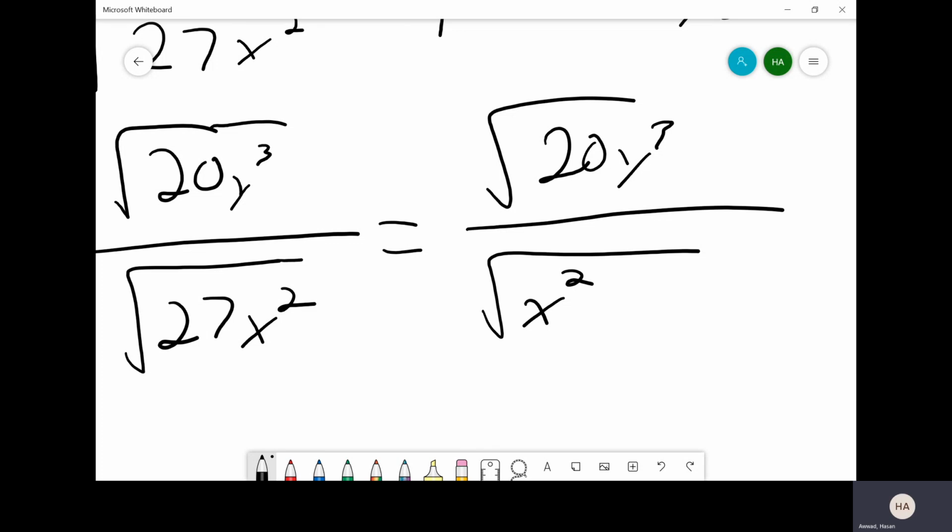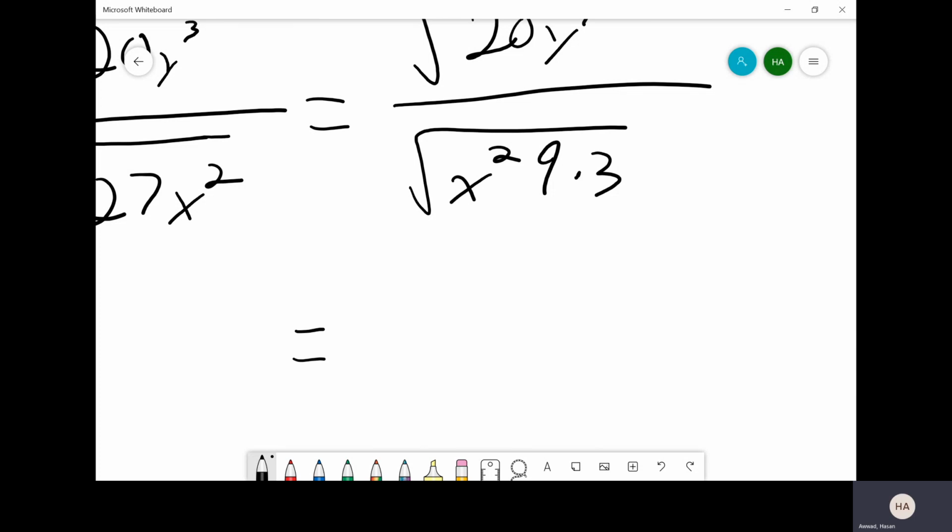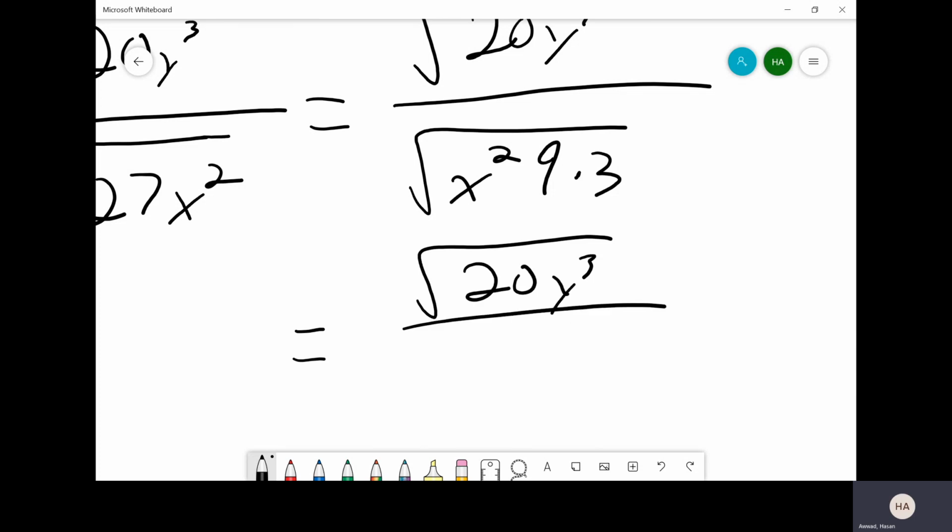So we think, okay, well, what are factors of 27? And we come up with, oh, 3 and 9, right? And that's perfect because 9 is a perfect square. So we say, okay, so we have x squared times 9 times 3, right? And just for simplicity's sake, I'm just going to bring everything down. So we have square root of 20y cubed up top.